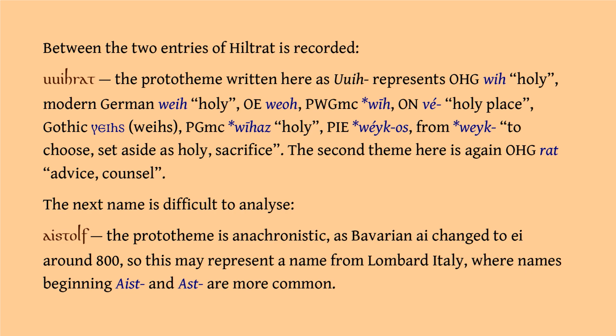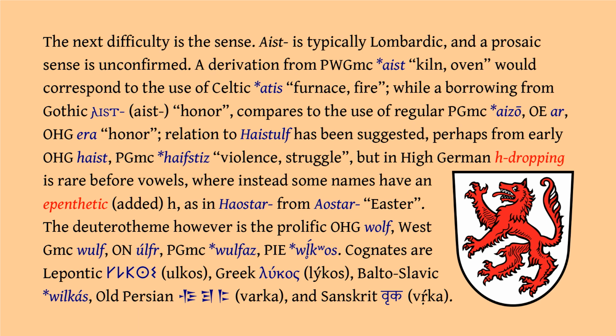Eistolf. The prototheme is anachronistic, as Bavarian AI changed to EI around 800, so this may represent a name from Lombard Italy, where names beginning Eist and Ast are more common. The next difficulty is the sense. Eist is typically Lombardic, and the prosaic sense is unconfirmed. A derivation from Proto-West Germanic Eist, kiln, oven, would correspond to the use of Celtic artis, furnace, fire, while a borrowing from Gothic Eist, honour, compares to the use of regular Proto-Germanic Aiso, Old English, Old High German Ära, honour.